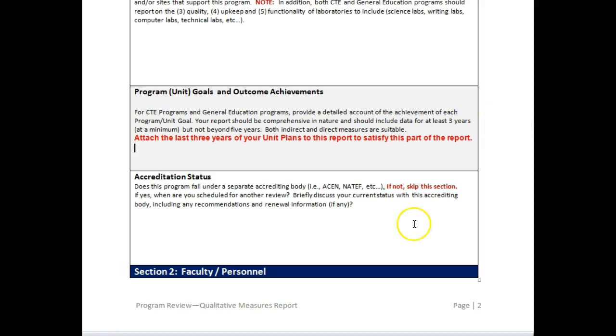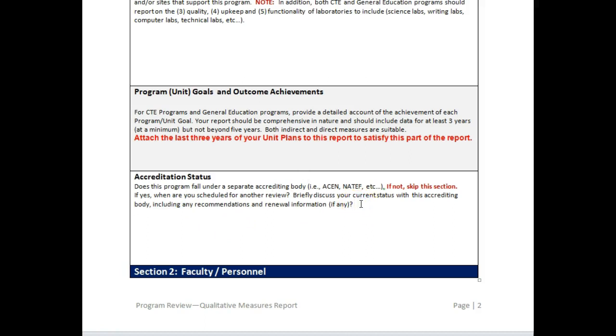The next box deals with accreditation status. We're asking, does this program fall under a separate accreditation body, separate from SACS, like ASIN or NATEF, something like that? If yes, then you need to continue to write. You want to talk about when you are scheduled for your next review. You want to discuss your current status and any recommendations that they have given you that you're currently working on.